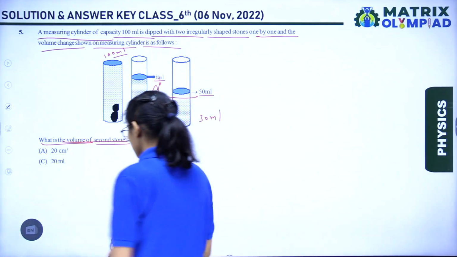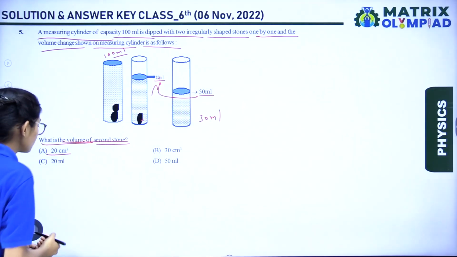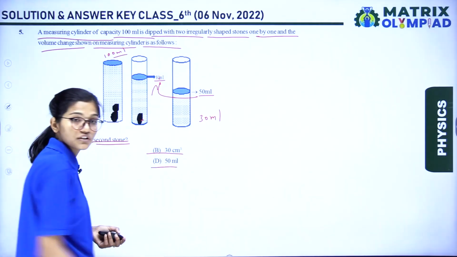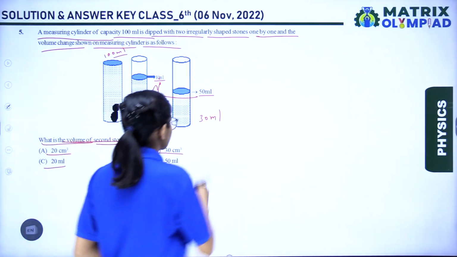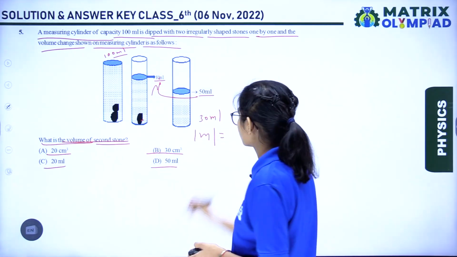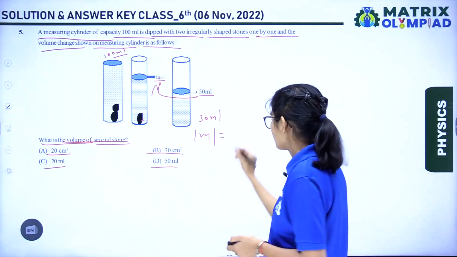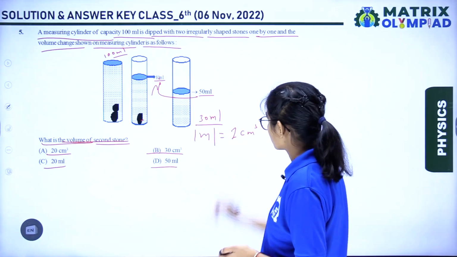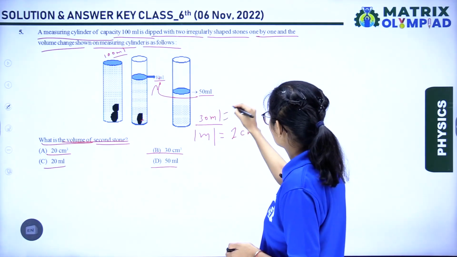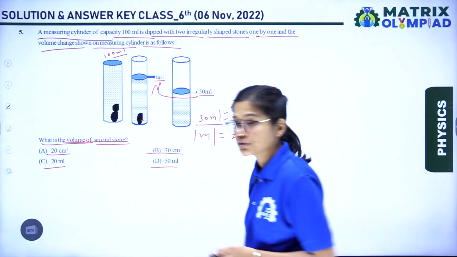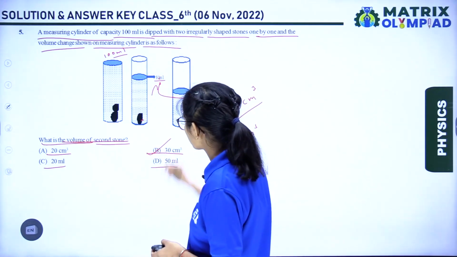Now let's see the answer. It's 20 centimeter cube, it's 20 ml, it's 30 centimeter cube, and it's 50 ml. So you already know how many centimeter cubes there are in 1 milliliter: 1 centimeter cube. So we can say that it's a 30 ml volume or a 30 centimeter cube volume. So for the fifth question, our answer will be option B.